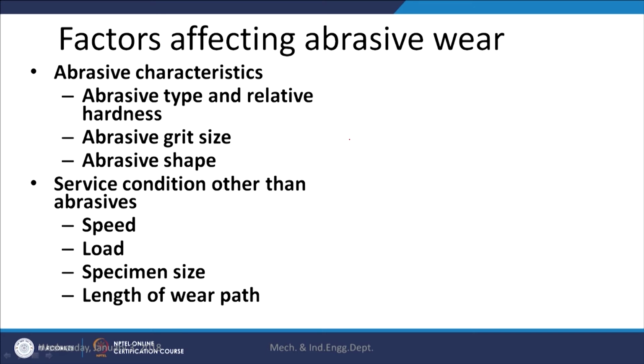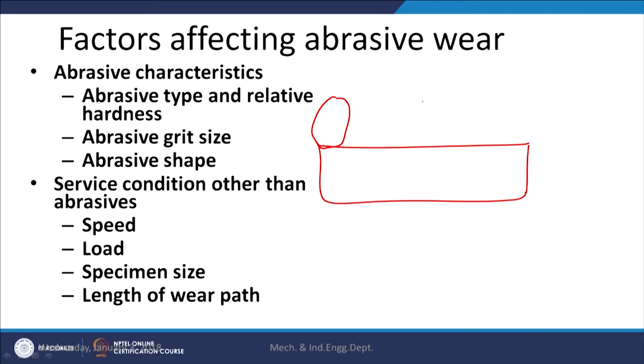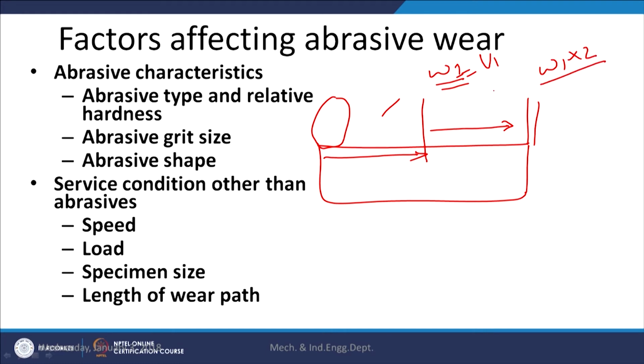For example, under identical conditions, if this is the sample and we apply the abrasive and cause the abrasive action up to this length, then it will cause the weight loss W1, or wear volume V1. And if this distance is linearly doubled, then we will see twice the initial weight loss in the first stage, or twice the volume loss which had taken place in track 1, and this is track 2.